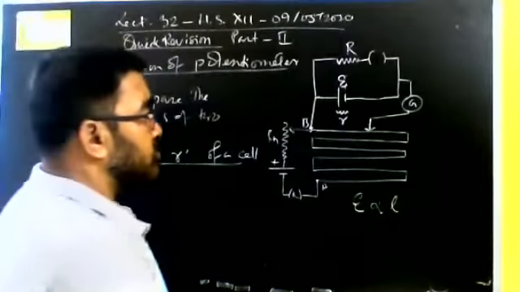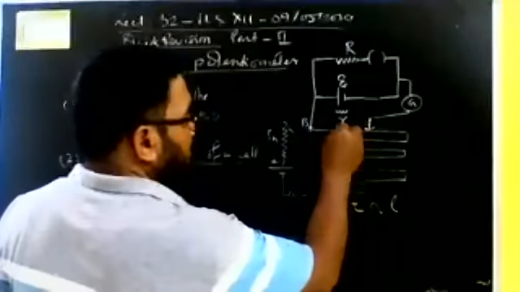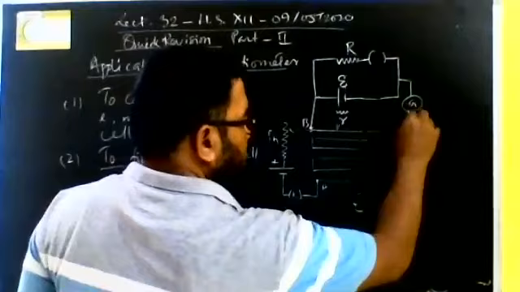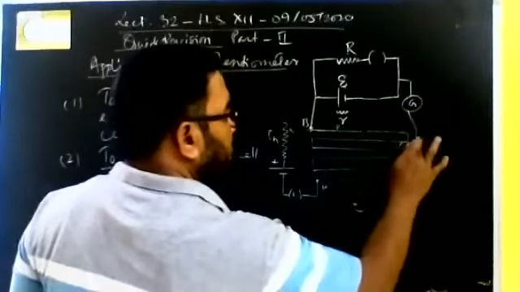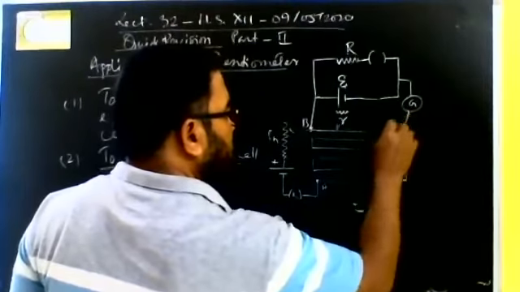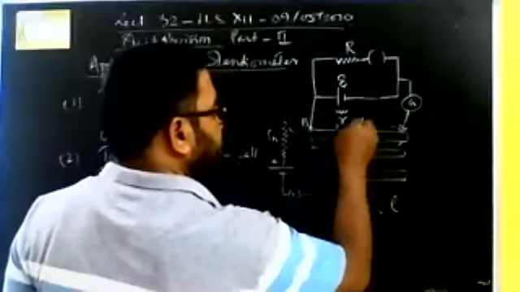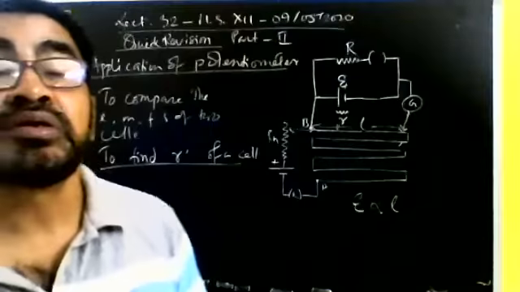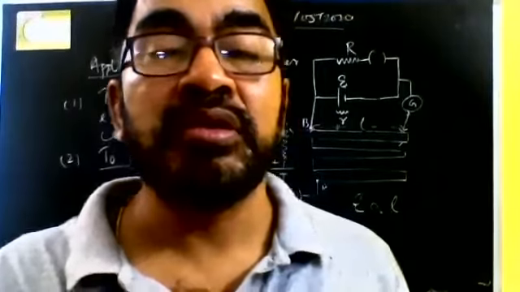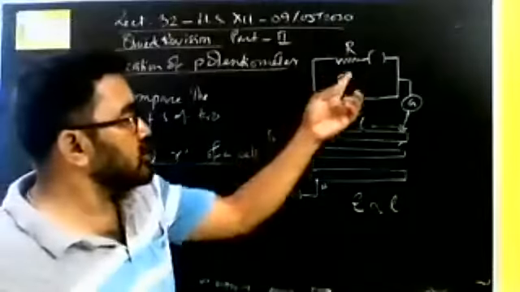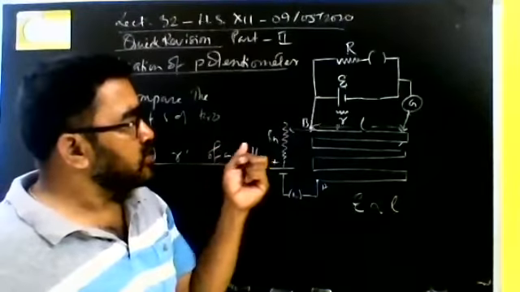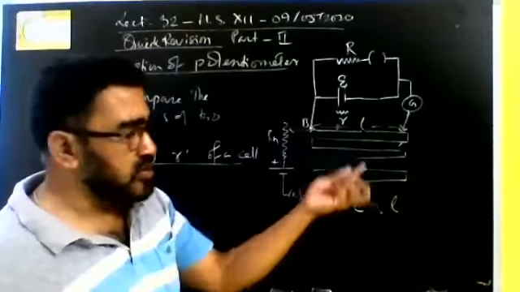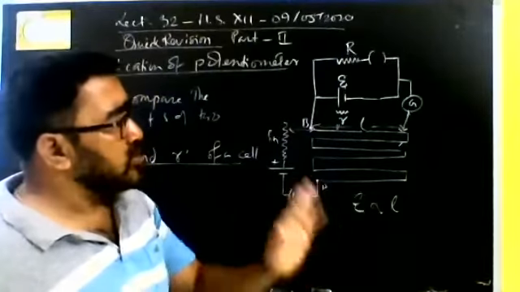So suppose you got L. The balance length L, at some particular length L, is for without connecting R in the circuit. Without connecting R in the circuit, you take the EMF and find the balance length L. That is the principle.